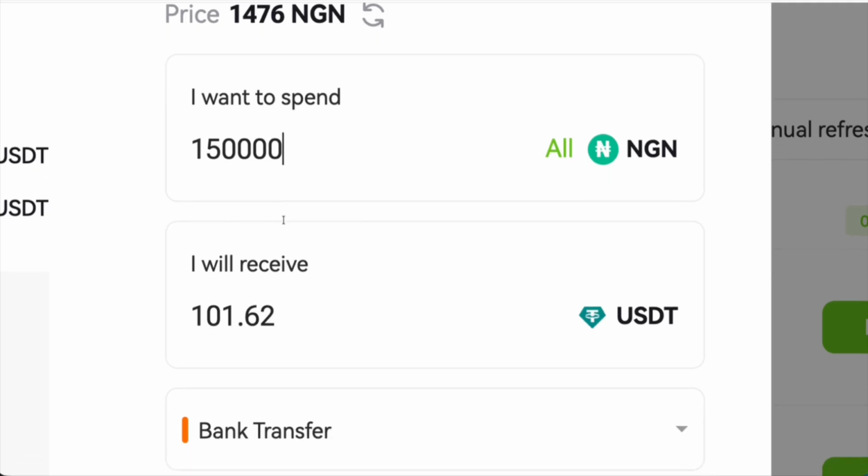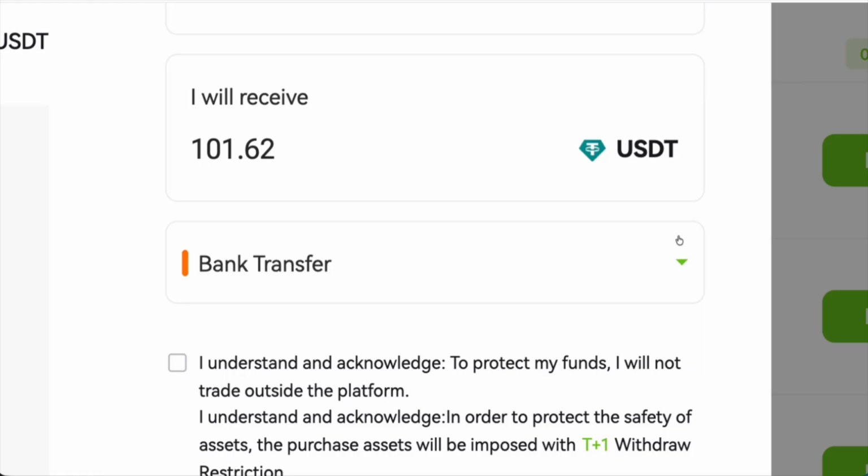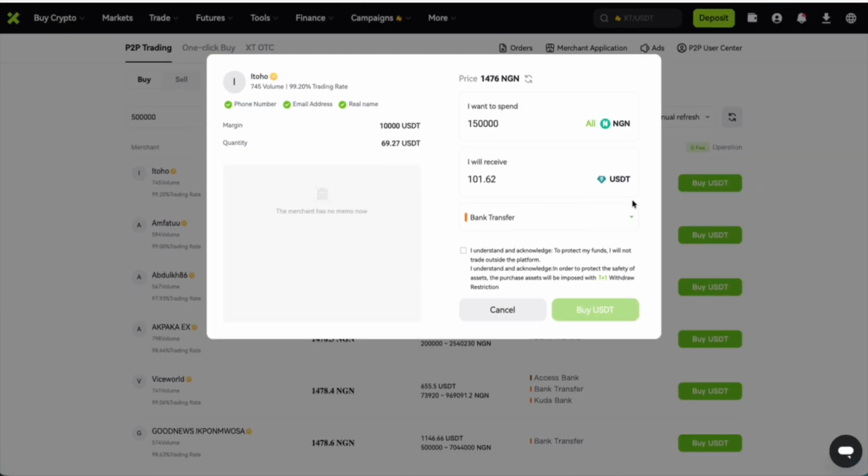Now, once I put that there, it tells me that I will receive about 101 USDT, right? What is the means of payment? It is bank transfer, the only one available. So you just select, click on I understand and acknowledge to protect my funds, and then click on buy. The moment you click on this buy USDT option, an account number, I don't want to do that because I'm not going to buy. At the end of the day, I'd have to cancel it, and that will reduce my rating here.